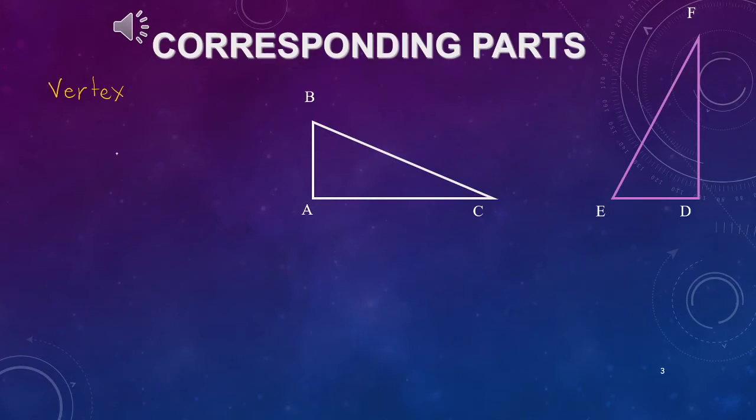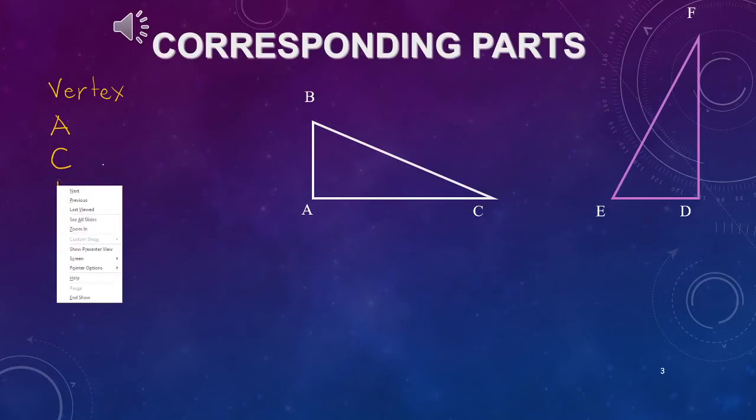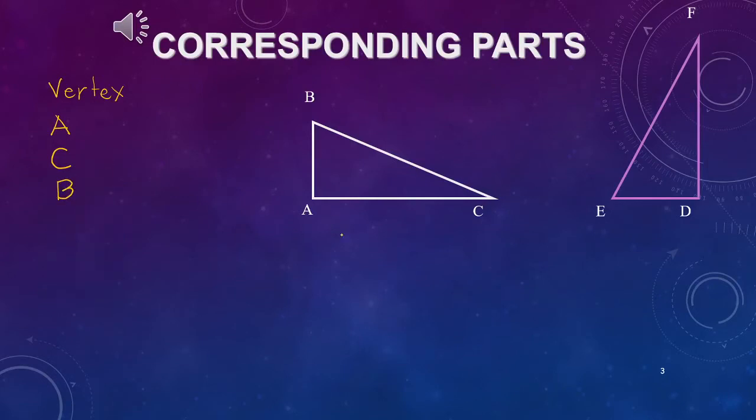A, sir. A is a vertex. What else? What are other vertices here? C, sir. Okay, the letter C. And the letter B. So these are vertices of the first triangle: A, C, and B, or ABC. Now this time, we are going to have corresponding parts.